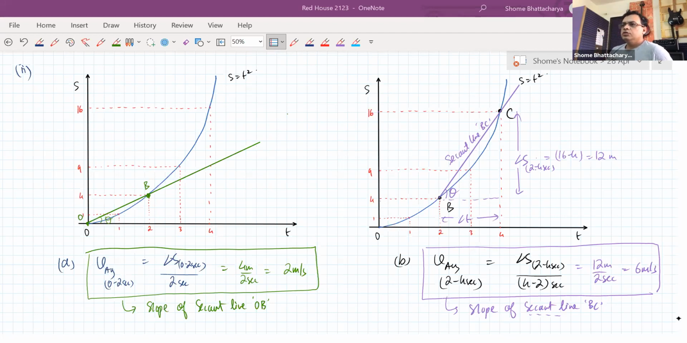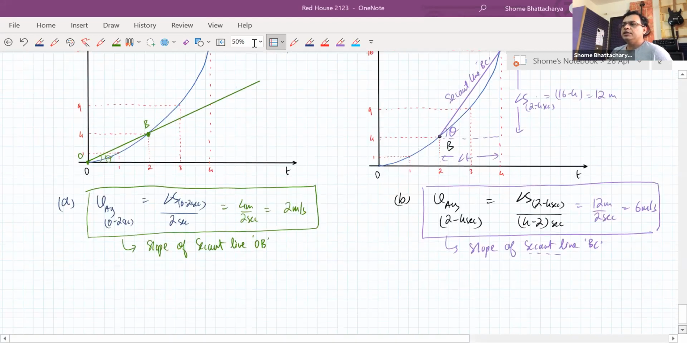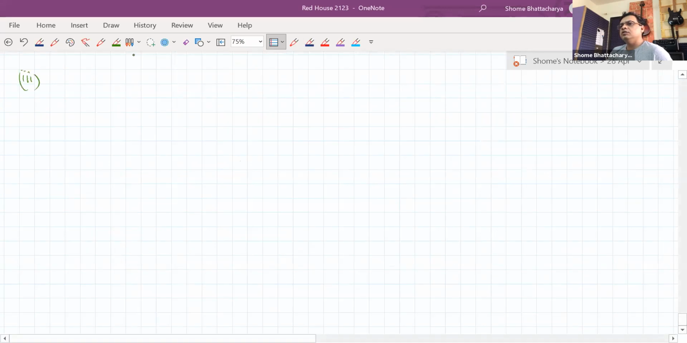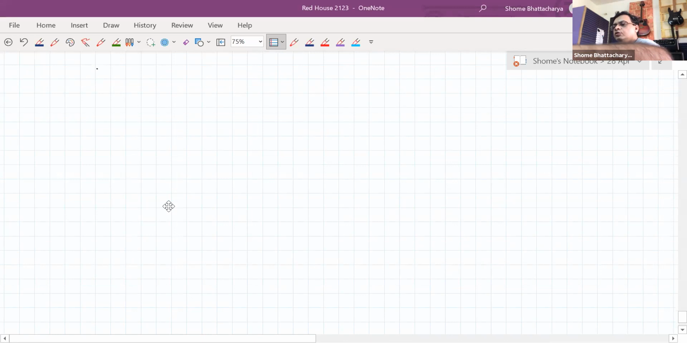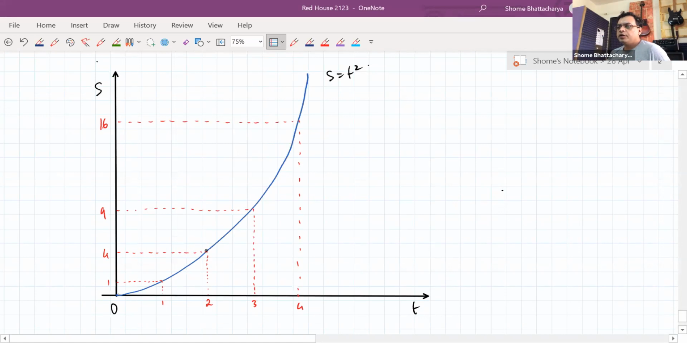Okay, now let's come to the, so this part is clear, I hope to all of you. Now let's come to the third part. We want to calculate the instantaneous speed at t equal to 2 seconds. So this is where the whole thing of calculus will begin for us. So now what we want to do is, exactly at this point, t equal to 2 seconds, draw a tangent line.